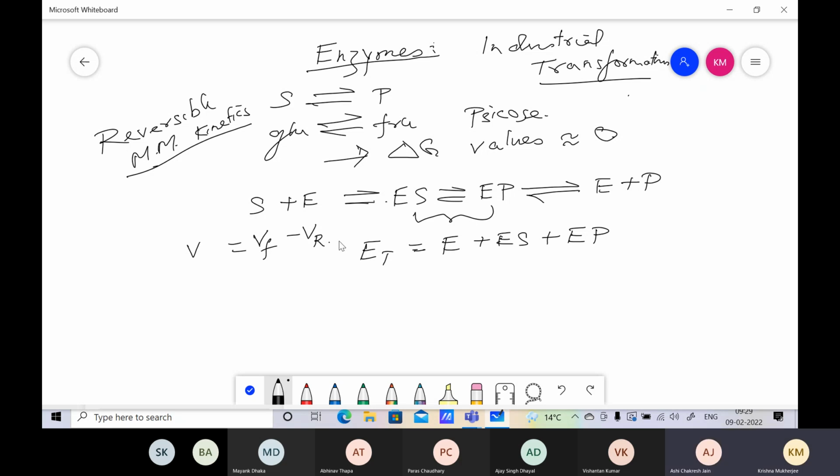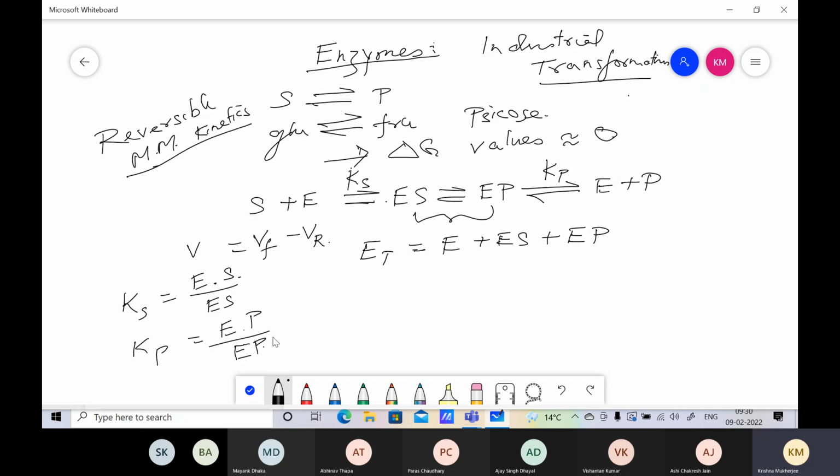Let us say that for this dissociation constant I take Ks and for this dissociation constant I take Kp. Okay? So tell me what will it be? Ks is equal to E into S upon ES. And Kp is E into P upon EP. Sorry, EP. What am I saying?